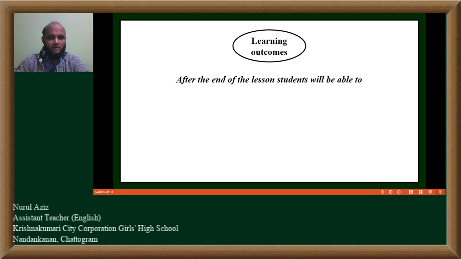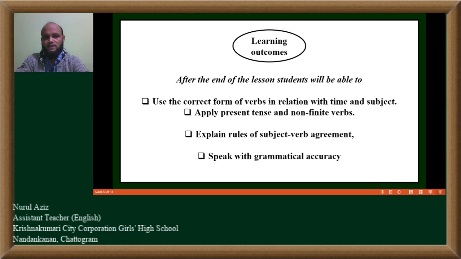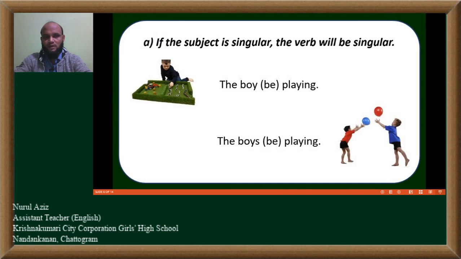So my dear students, let's learn the outcomes of today's lesson. After the end of the lesson, you will be able to use the correct form of verbs in relation with time and subject, apply present tense and non-finite verbs, explain rules of subject-verb agreement, and speak with grammatical accuracy. These are the outcomes of today's lesson. I will basically discuss some important basic rules of present tense, right form of verbs. And let's see how we can do this.